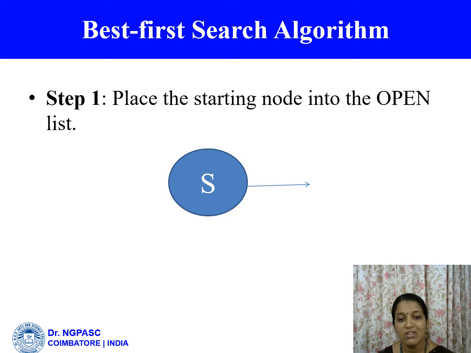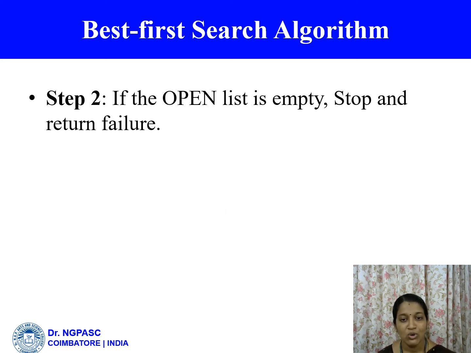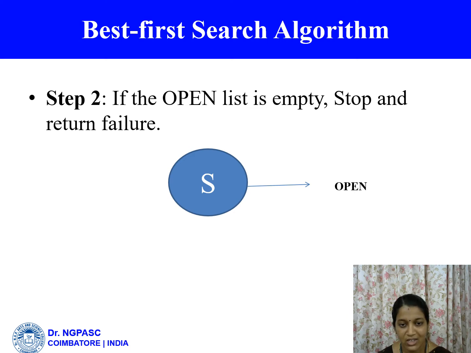So I have given a starting node, which is open, and then we have to know if the open list is empty, then stop and return failure. We have to check whether the node is empty or not. Here I have given a starting node S which is now open. Then if it is empty, we stop and return failure.